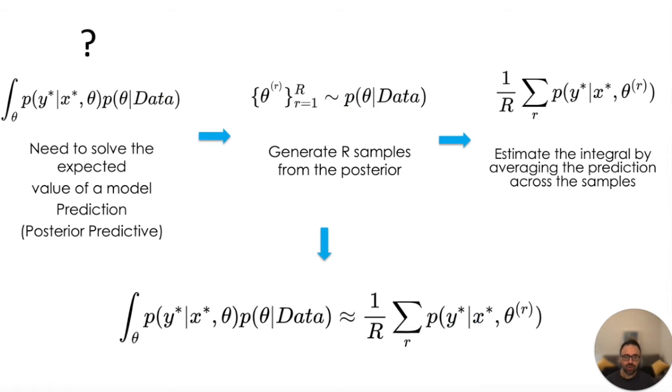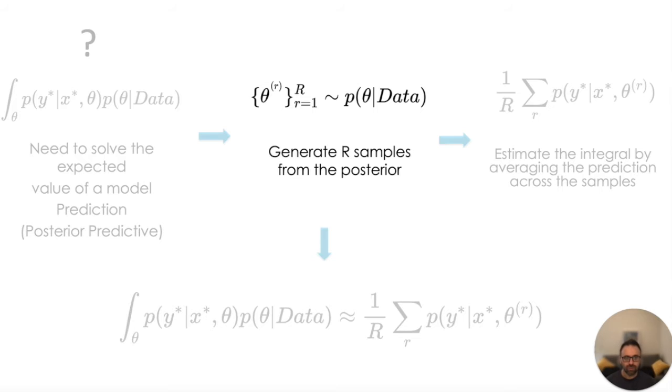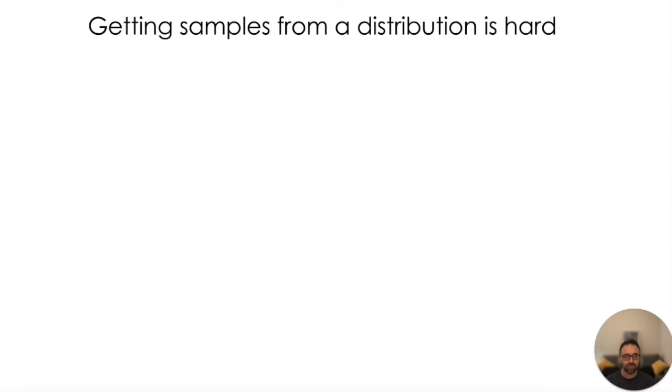Okay, so back to our expectation. Remember that this is the sequence of steps we must do in order to solve the expected value of our inference model or prediction, given that we have the posterior. As you can see, everything gets centered in this thing. The core of the solution is going to be our capability of generating R samples from the posterior distribution. The problem is that generating samples from a distribution in general is very hard, unless it's a very simple distribution.